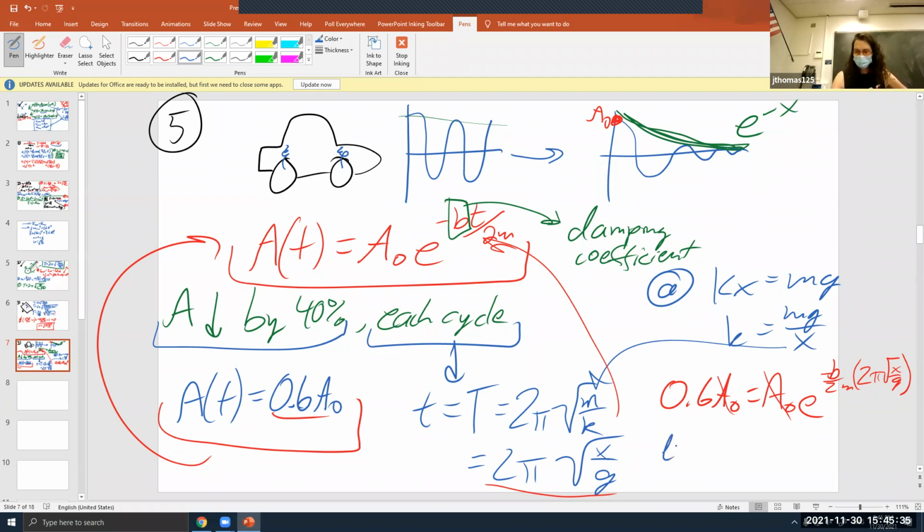And you'd have the natural log of 0.6 on the left-hand side will be equal to the exponent on the right-hand side, so negative b on 2m times 2 pi root x over g. All right, and then you can do more work from there. Obviously it simplifies a little bit, but this is where you'll find your damping coefficient. All right, give everybody a second to copy that one down.